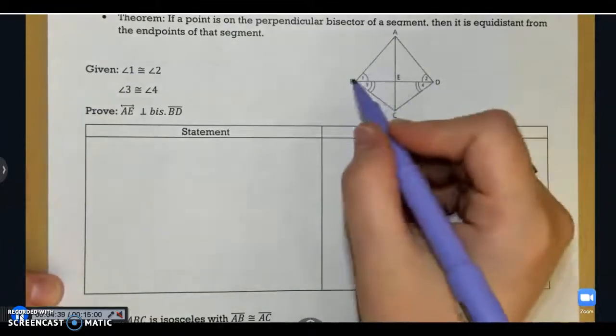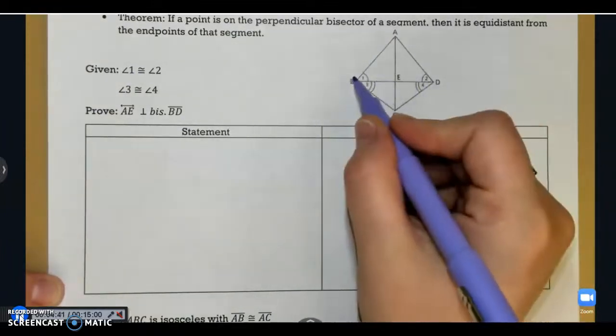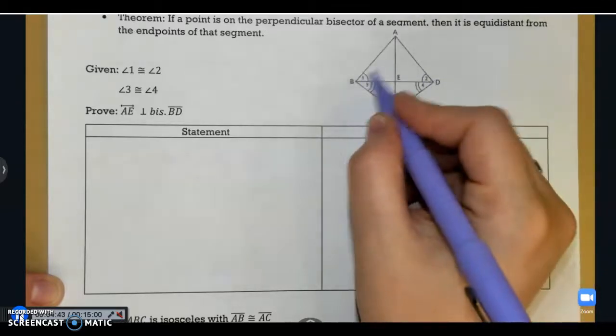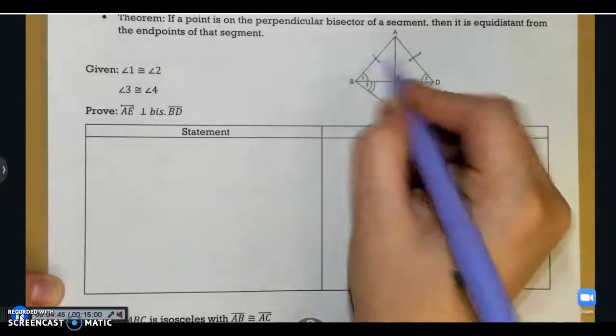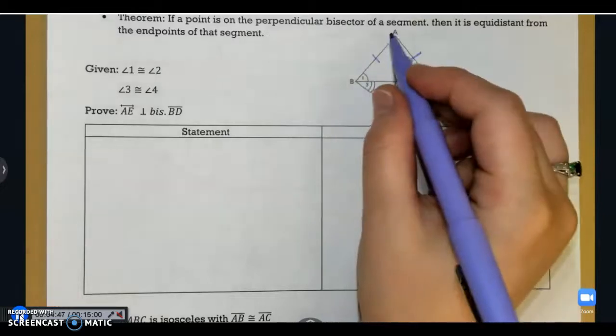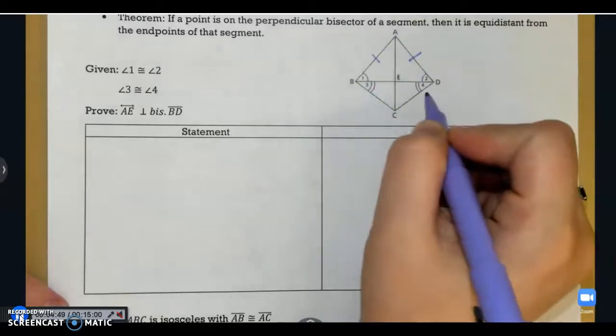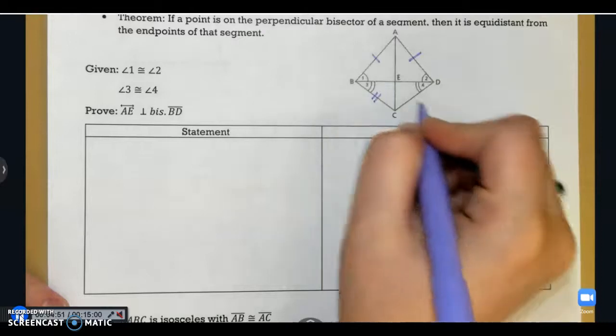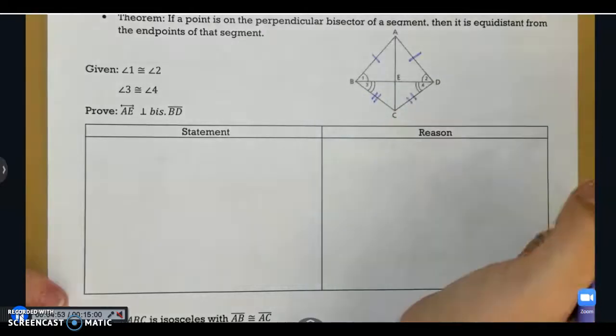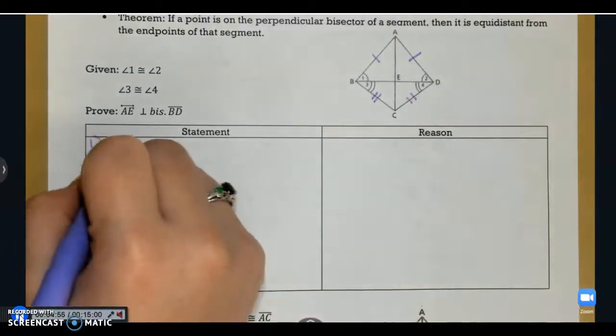Now, we already know from our base angle theorem that if 1 and 2 are congruent angles, then the sides opposite them are congruent. So AB is going to be congruent to AD, and if 3 is congruent to 4, then with the same theorem, BC is going to be congruent to DC. So let's get that down in our proof.